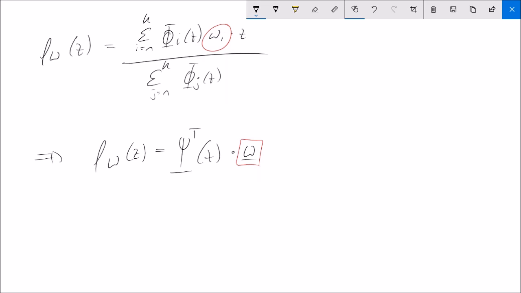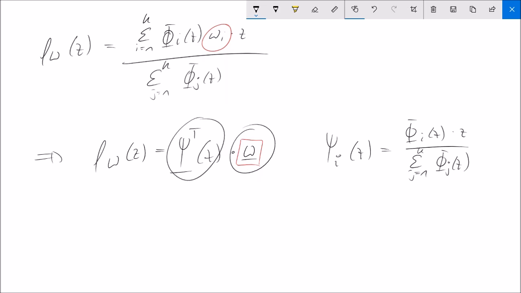And our psi is defined as the following. Psi_i of z is simply theta_i of z multiplied by z, and again divided by the sum, also the normalization term, of all basis functions. Okay, so this is a vector, and this is a vector, and this is a vector. Okay.